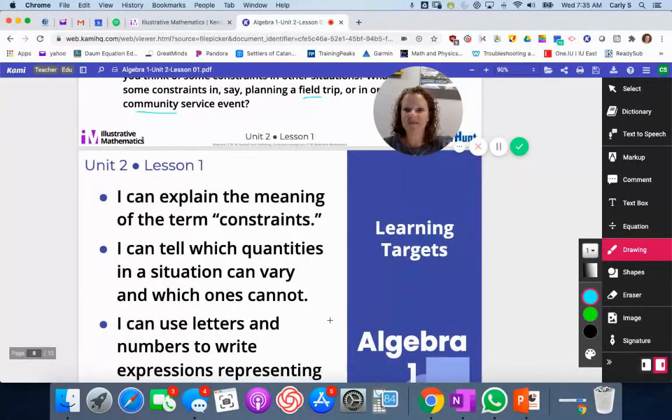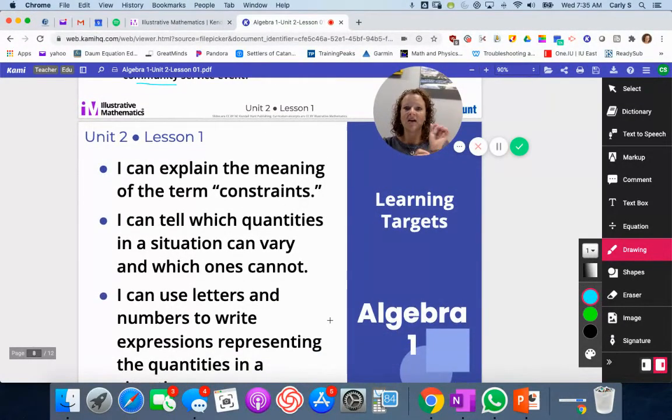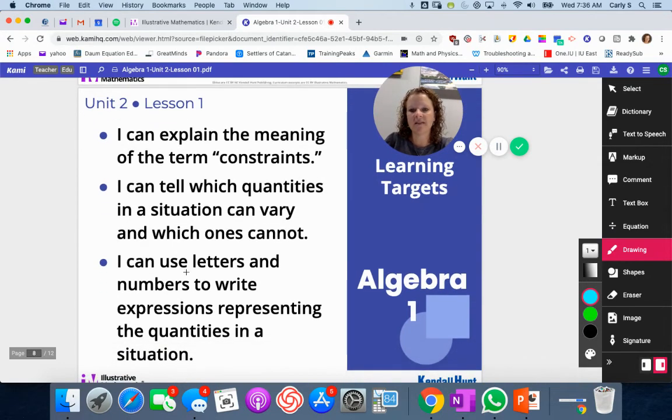Okay, we're almost done. So our learning targets today were, I can explain the meaning of the term constraint. Constraint is something that limits what we do, be it money, time, number of things, we have constraints. I can tell which quantities in a situation can vary and which ones cannot. I can use letters and numbers to write expressions representing the quantities of a situation. This one right here is going to be the one that we are going to work the hardest to learn and to figure out, but we'll get there.